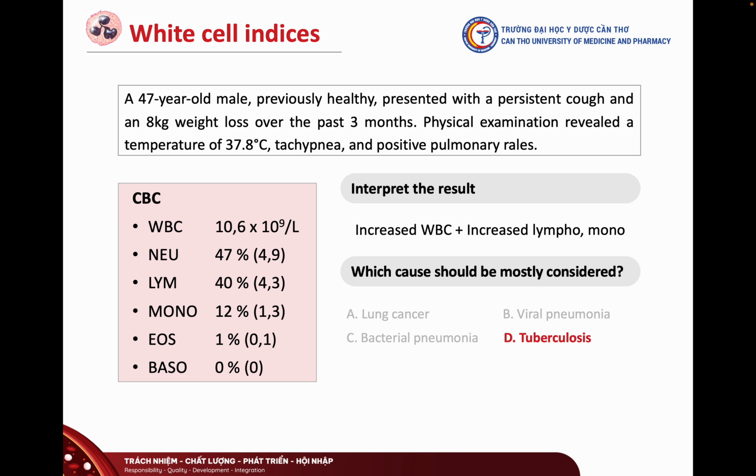Lymphocytosis is common in tuberculosis, especially in subacute or chronic presentations. Monocytosis may also reflect chronic inflammation or even macrophage activation. So, in the right clinical context, especially with respiratory signs and constitutional symptoms, tuberculosis should always be high on your differential. Let's keep going.